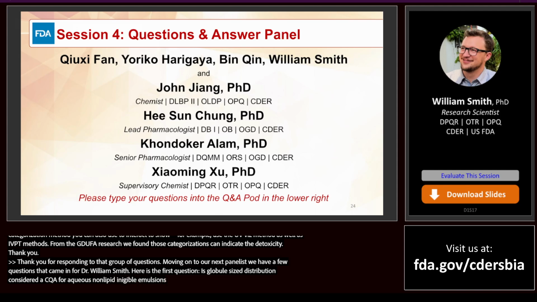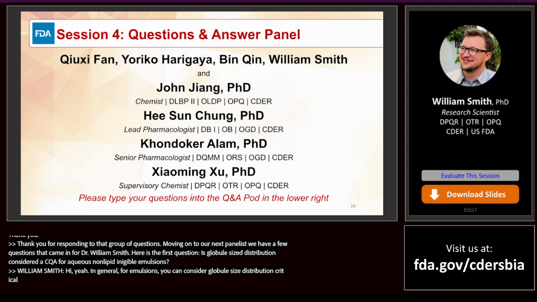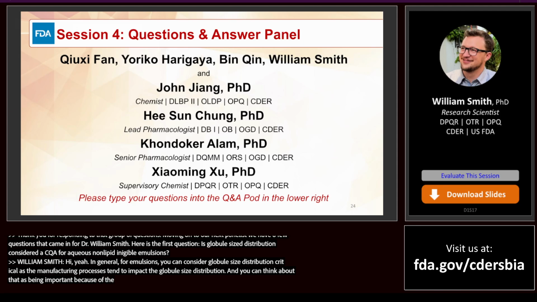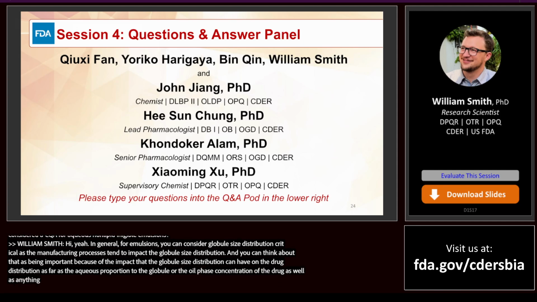Hi, yeah. So in general, for emulsions, you can consider globule size distribution critical as the manufacturing processes tend to impact the globule size distribution. You can think about that as being important because of the impact that the globule size distribution can have on the drug distribution, as far as the aqueous proportion to the globule or the oil phase concentration of the drug, as well as anything dissolved in, say, a micelle. But it really kind of depends.